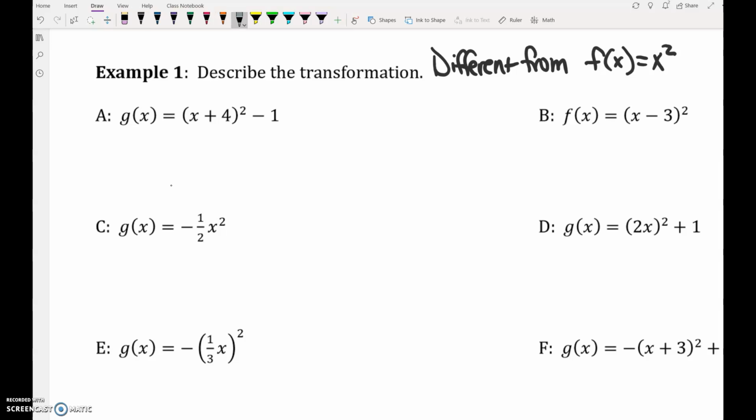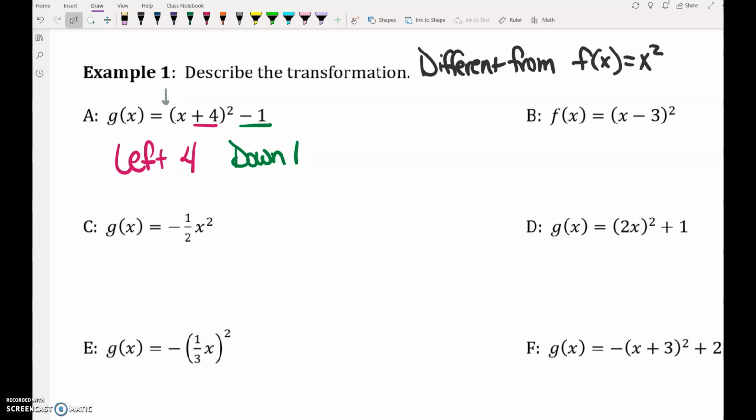So in A, what does the +4 do? Left 4. And what does the -1 do? Down 1. And notice there isn't a number in front right here, so it's going to be a graph that opens up. It's going to be the same width as a normal graph. How about B? Right 3.